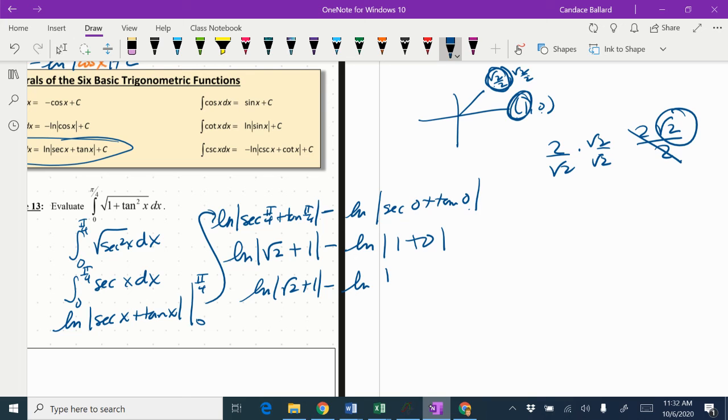Minus the natural log of 1. Natural log of 1 is 0. So my final answer is natural log absolute value of square root of 2 plus 1. And you could probably drop that to just parentheses because they're going to turn out to be positive.